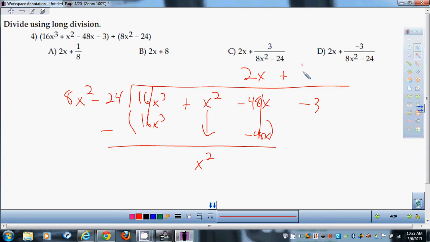Of course, I'll go ahead and bring down this -3. 1/8 times -24 is also -3. Hot diggity. So there's no remainder. Everything canceled. So the answer is A. Options C and D implied that there was a remainder, but there wasn't.